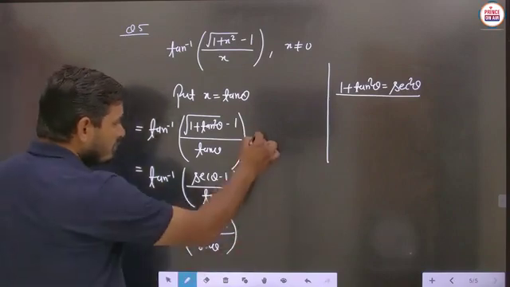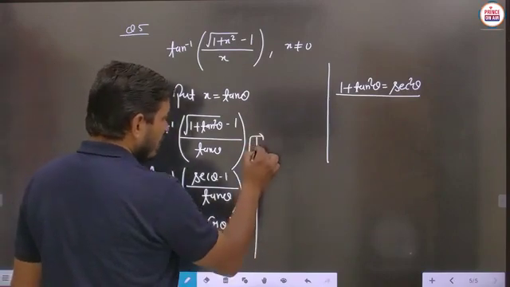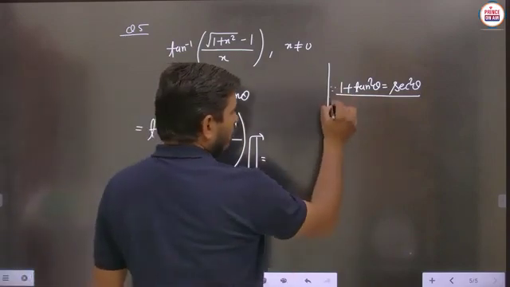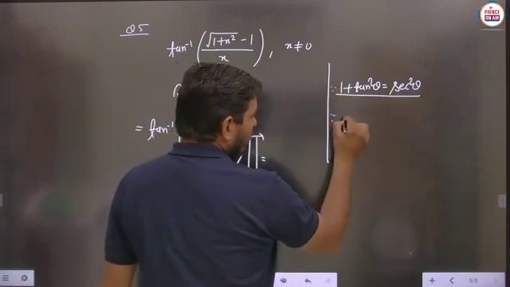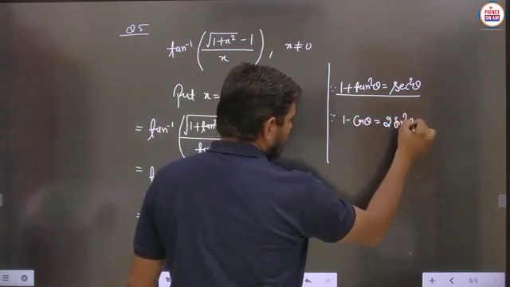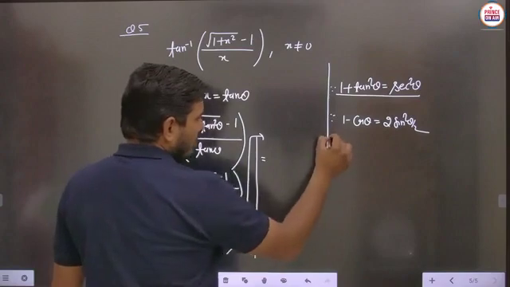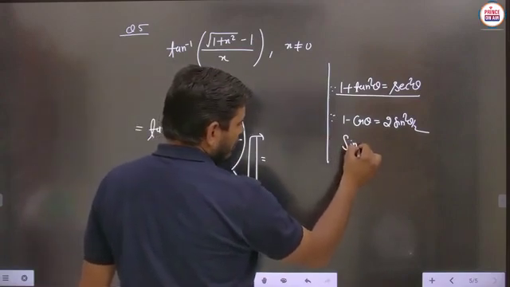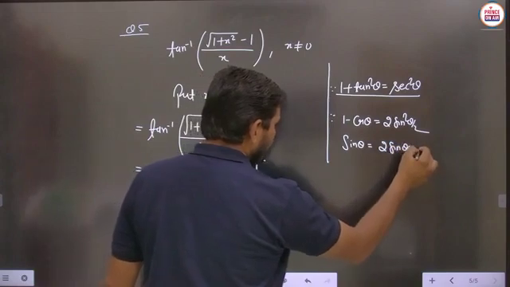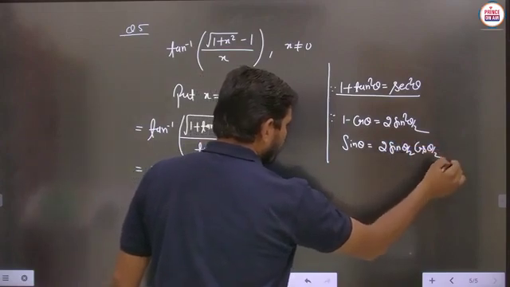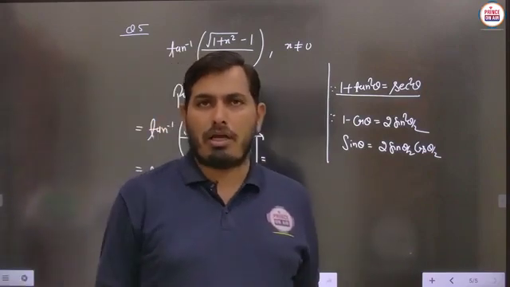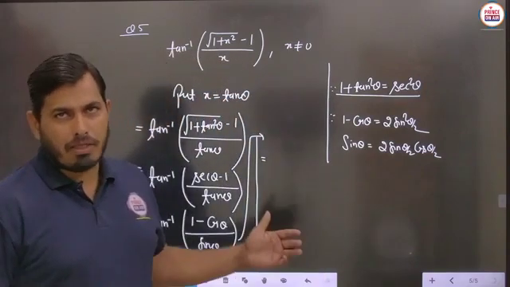Now for the next part, we check 1 minus cos theta. I think you know 1 minus cos theta very well. 1 minus cos theta is written as 2 sine square theta by 2. And sine theta we can write as 2 sine theta by 2 cos theta by 2, because you know the formulas of 1 minus cos 2 theta and 1 plus cos 2 theta as well as sine 2 theta. These formulas are very important.